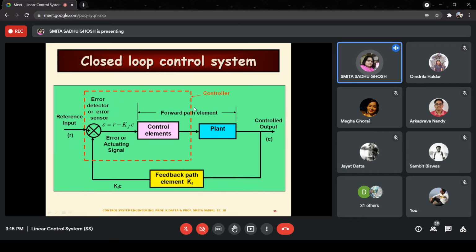It denotes a feedback path element with dynamics. Now coming to the overall closed loop system, you see that we can identify certain things. The controlled output C is here and the reference input R is on this side. Fine. Now there is a dotted line, a dotted block which is shown.